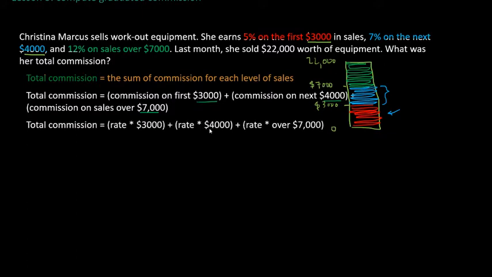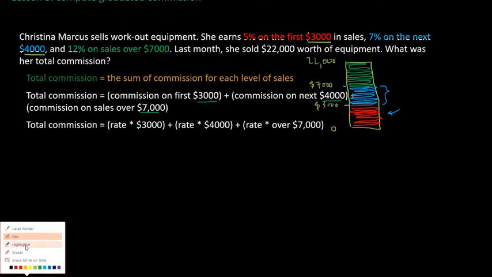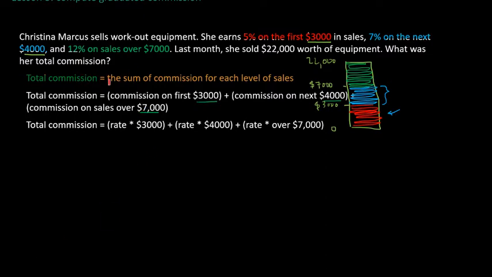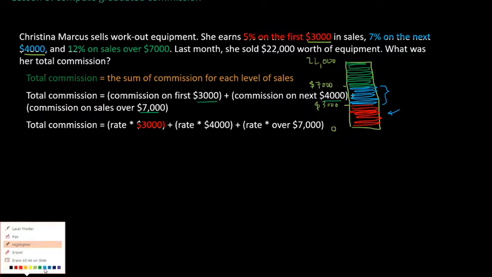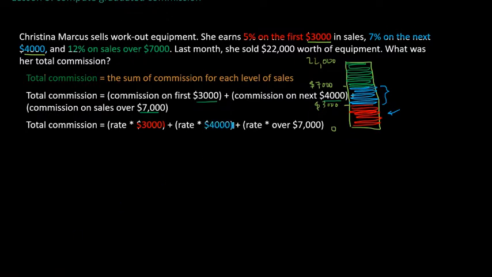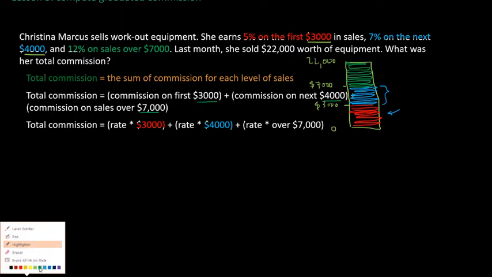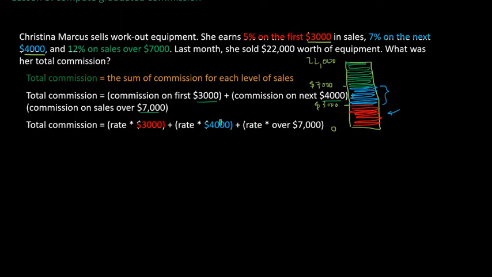So when we set that up, what does that look like? Well, one thing you can do is use the boundaries that they've given you to help set it up. So I know from the last slide that to find commission, you take the rate times the amount, right? It was the rate times the sales amount. So I know that for this red area, it's going to be whatever the rate is times 3,000. And I know for the blue area, it's going to be my rate of 7% times 4,000. And then for the last area, that commission will be the rate times however much money she made past $7,000.